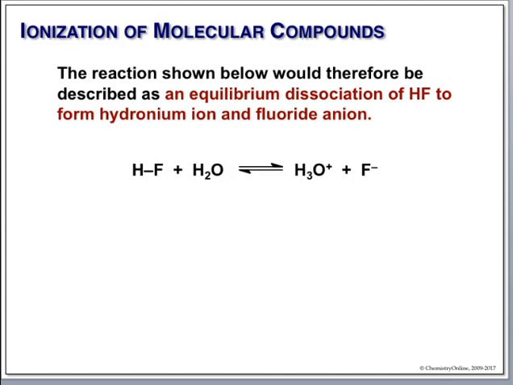We call this the equilibrium dissociation of HF. We're going to form hydronium. Once again, whenever you form hydronium, H3O plus, that's an acid. HF is hydrofluoric acid. Something that has an acid at the end, that simply means there's an ionizable bond, and it's going to form a significant concentration of H3O plus.